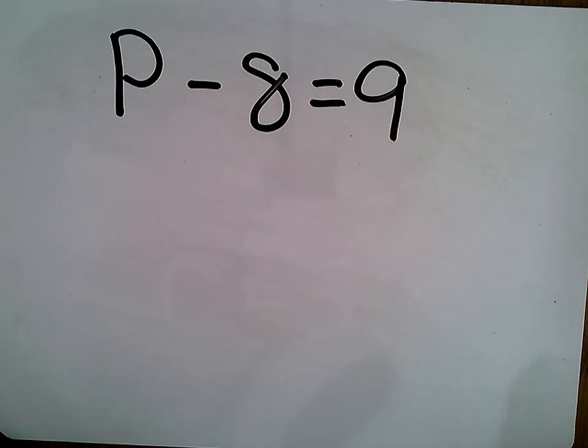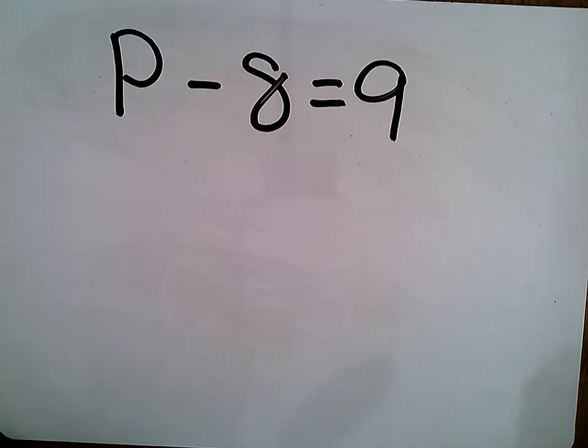If you have your book and you're ready, we're going to keep going. P take away 8 equals 9. So I'm asking myself, what if I take away 8 leaves 9 left over? So that's probably a mental math problem you could do in your head. Something take away 8 is going to leave 9 left over.